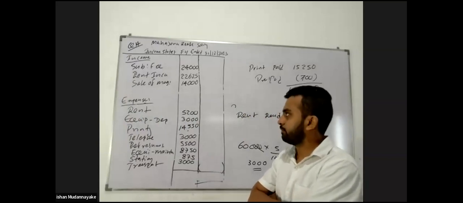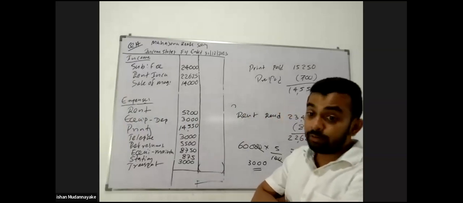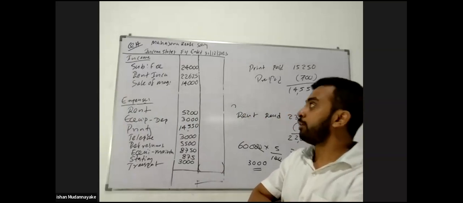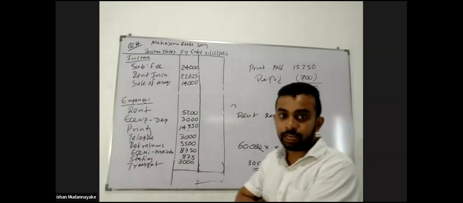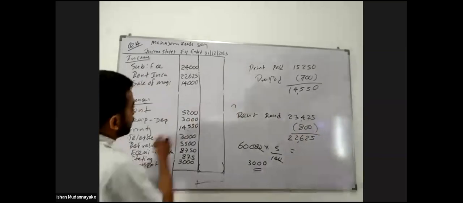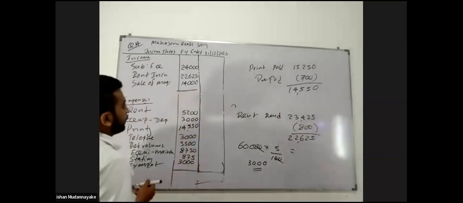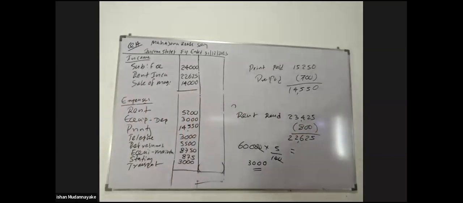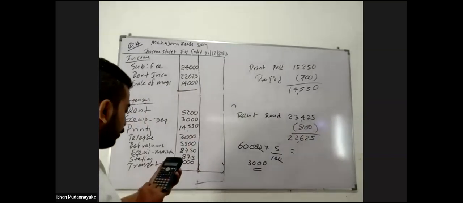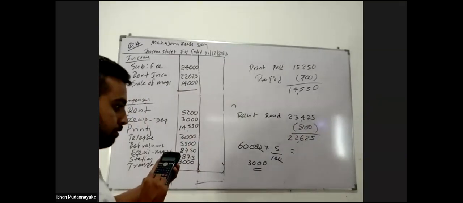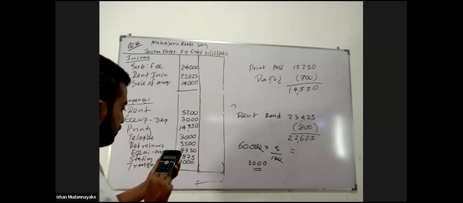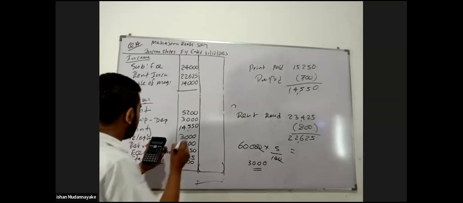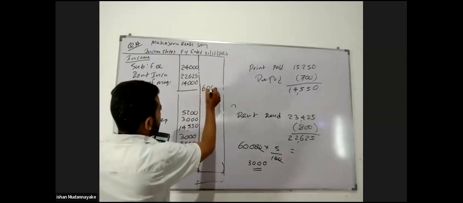Right, done. Here, students, all the relevant income and expenses are recorded in the income statement. Now you can calculate the surplus or deficit of the non-profit organization. How much is the total income? Total income 60,625.